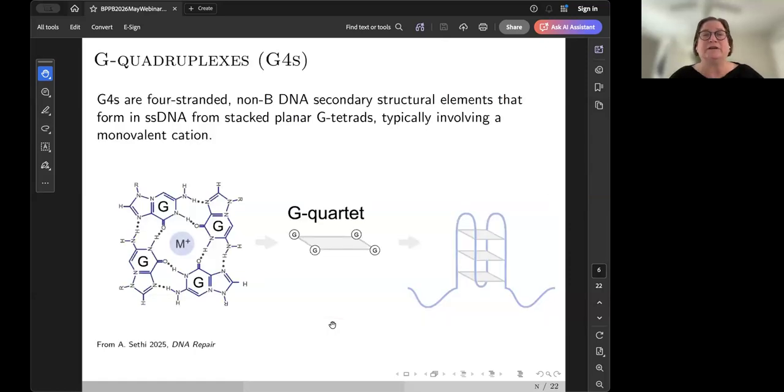I'm glad that video worked because it's so lovely. So the thing that I'm going to be talking about is one of the primary drivers for replication stress in DNA.